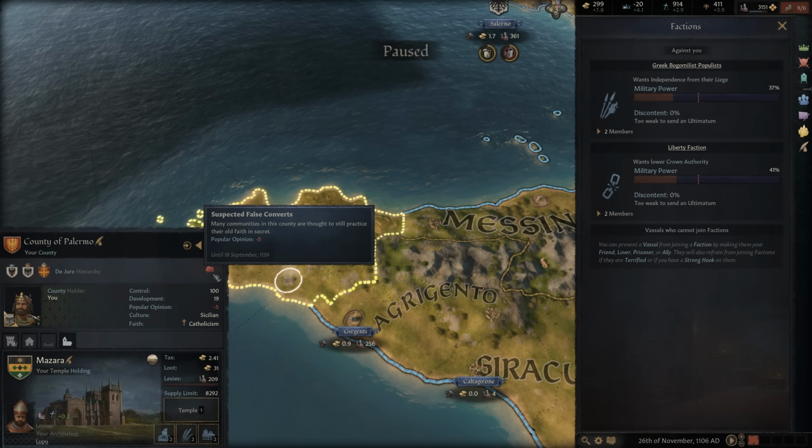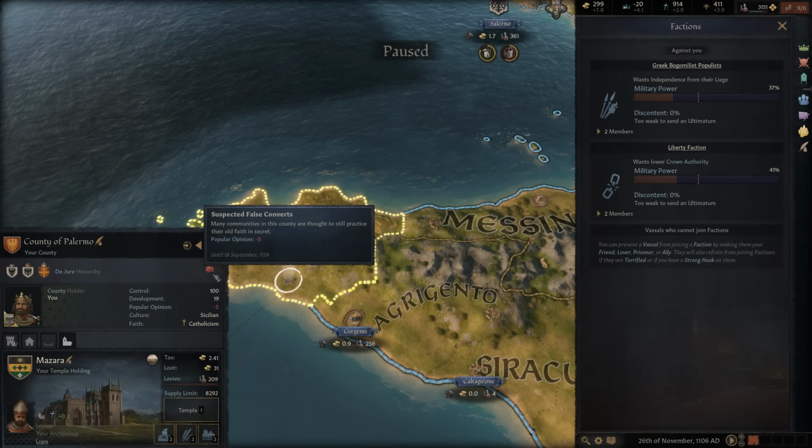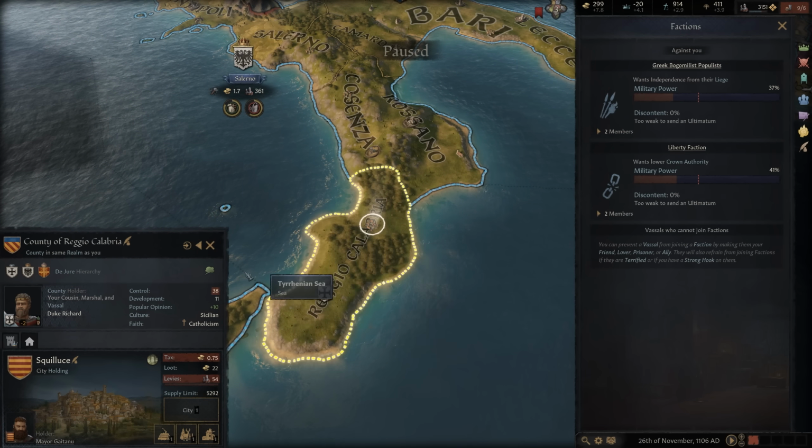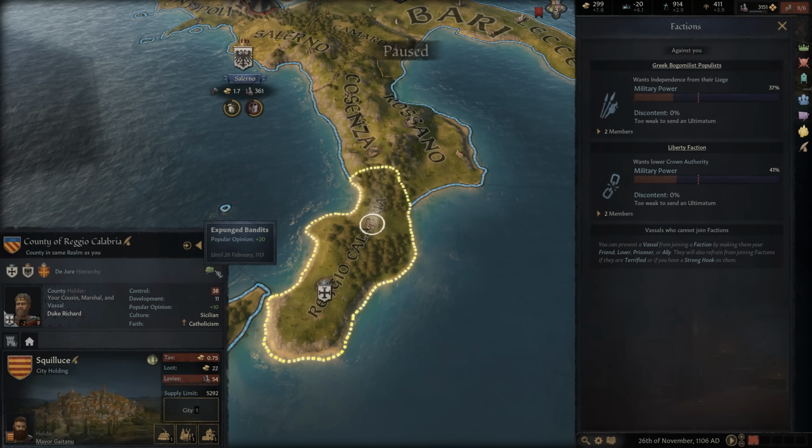Suspected false converts, popular opinion -5. And there's two types of these little context clues. This one is red. Let's click over here to Calabria. This one's green. Oh, popular opinion plus 20.